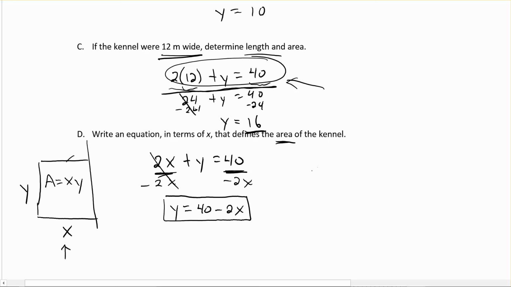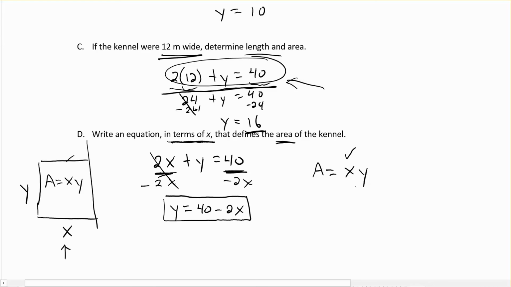So it's saying it wants an equation for area. So the simplest equation for area was x times y. But it's saying in terms of x. We want to have this in terms of just x. So this one's good. That's in terms of x. I don't want a y in there. I don't want a y in my equation at all. So what I got to do is write that in terms of x.